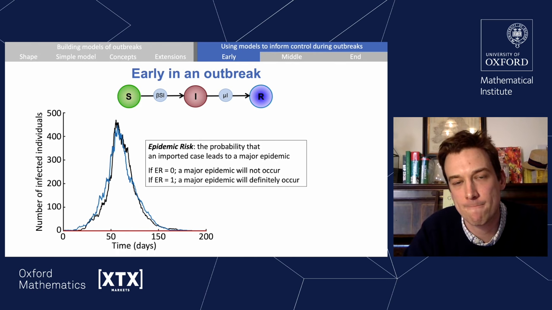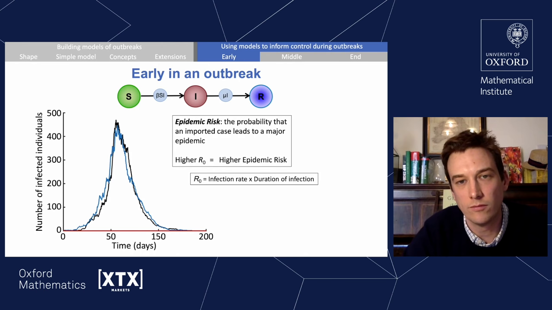Usually, the epidemic risk isn't 0 or 1. Instead, the epidemic risk takes a value between 0 and 1. And that value represents the chance that any single imported case will lead on to a large outbreak. So, the epidemic risk is the probability that an imported case leads on to a major epidemic.